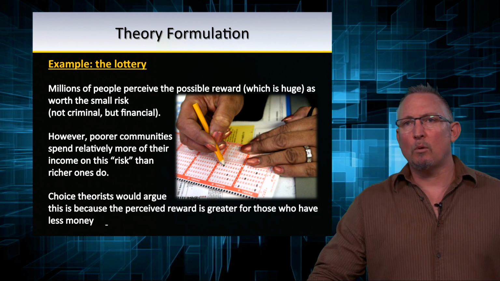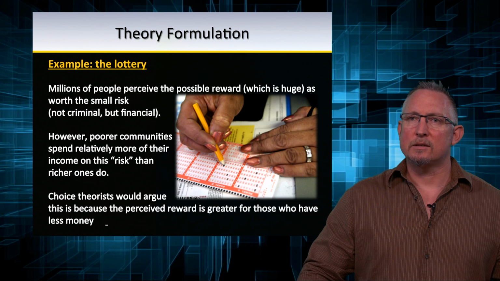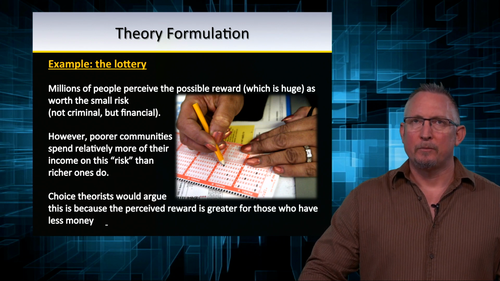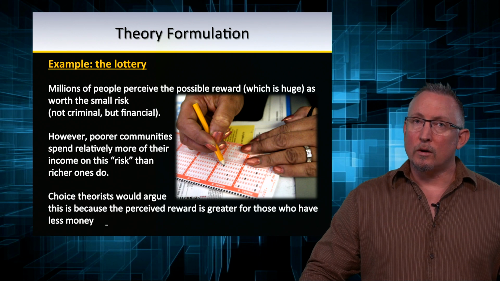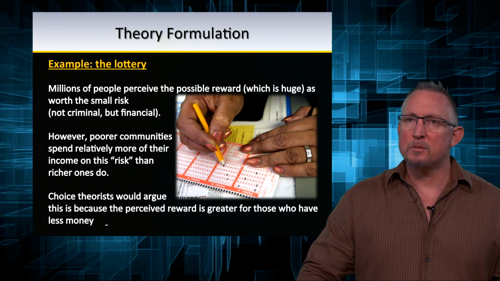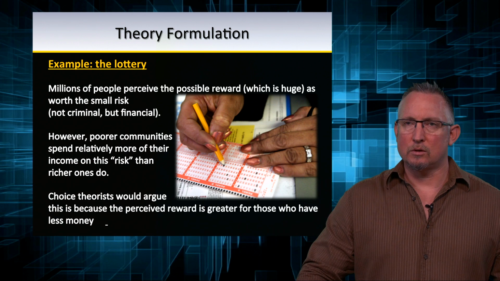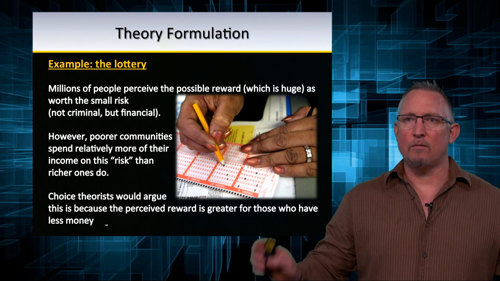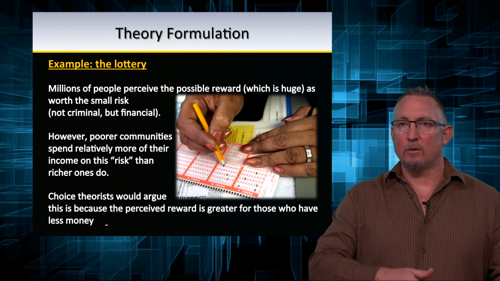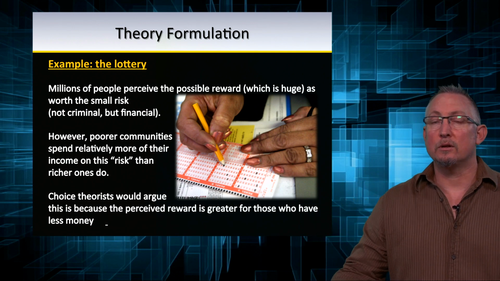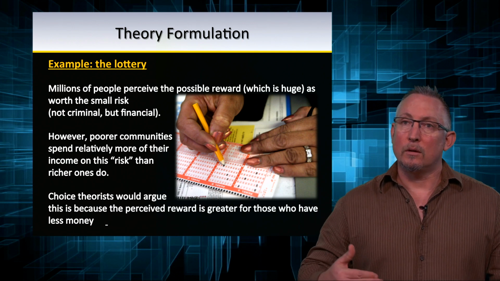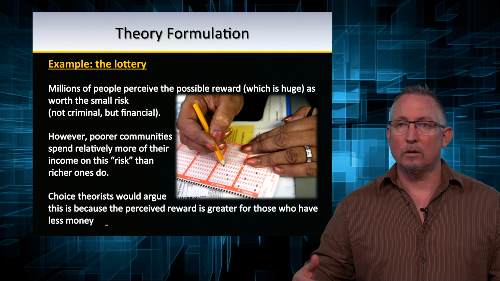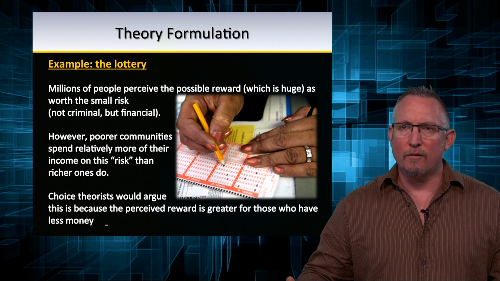So the perceived reward becomes greater for those who have less, and from a rational choice perspective, remember, rational choice is always from the perspective of the social actor. I think it often gets confused that there's a rationality out there that everybody adheres to. Now, rational choice theory looks at how people weigh up the benefits and the risks, or reward versus risk, from their own perception.